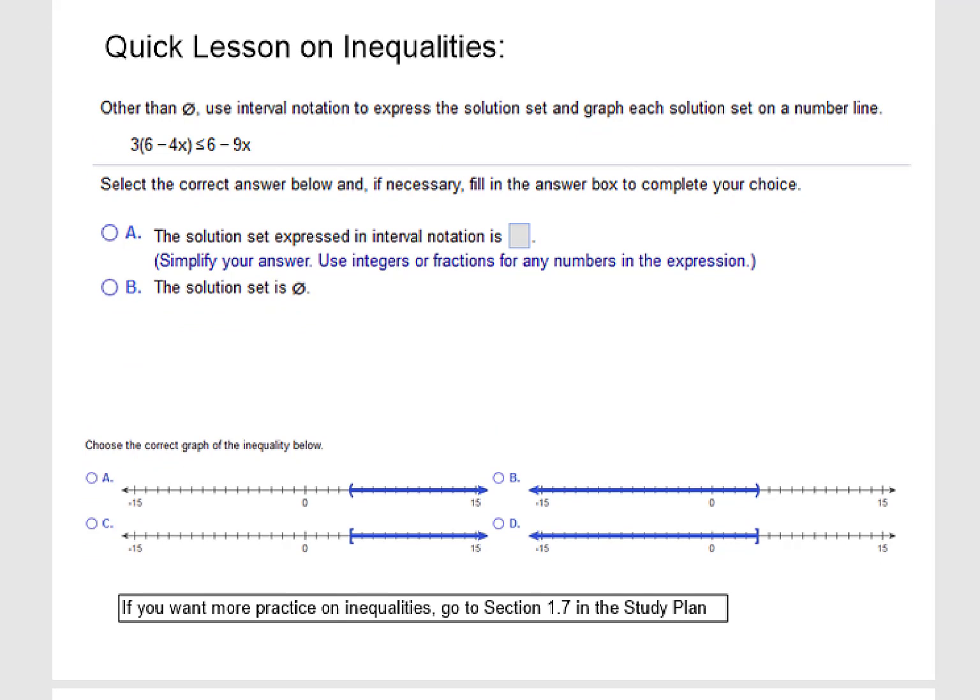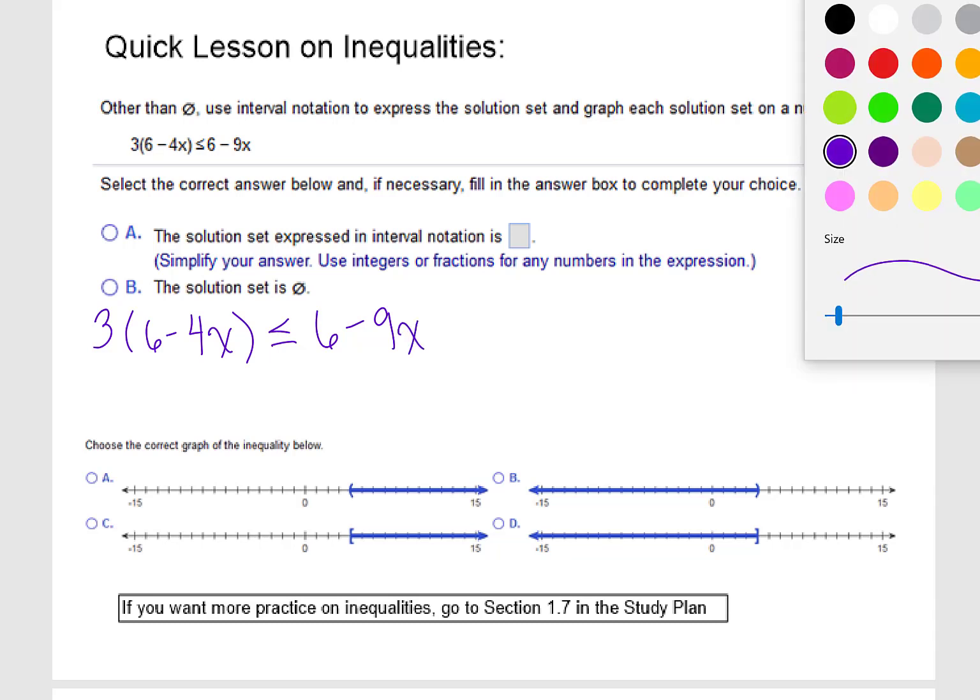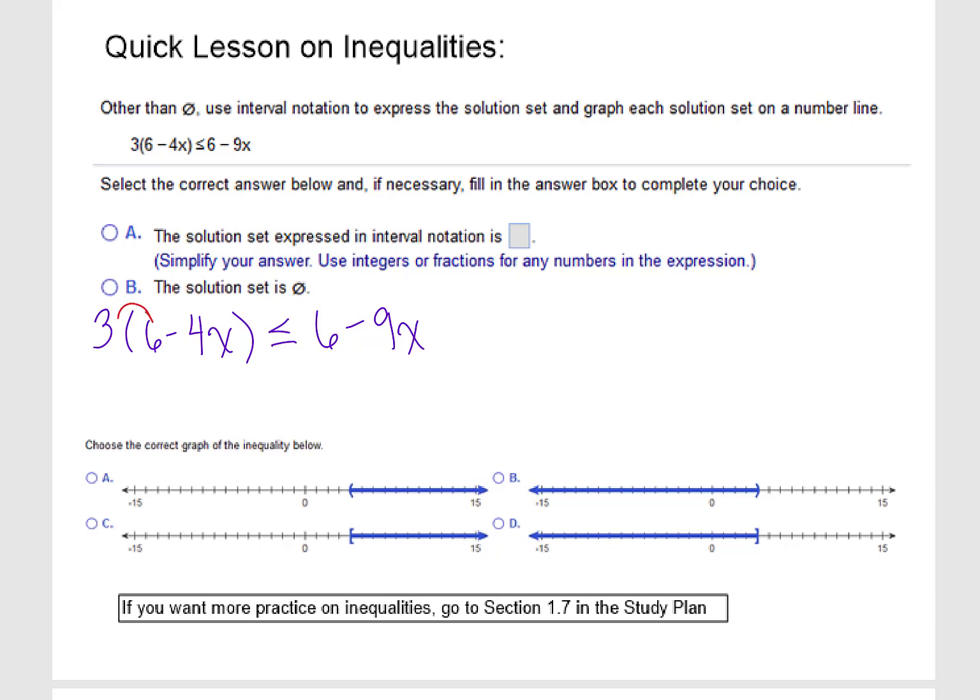So other than an empty set, use interval notation to express the solution set and graph each solution set on a number line. Okay, so same thing. We're going to take this inequality and solve for x. A bit more going on here, right? But nothing changes in the sense that we're solving for x. So I'm going to simplify both sides. I get 18 minus 12x is less than or equal to 6 minus 9x.